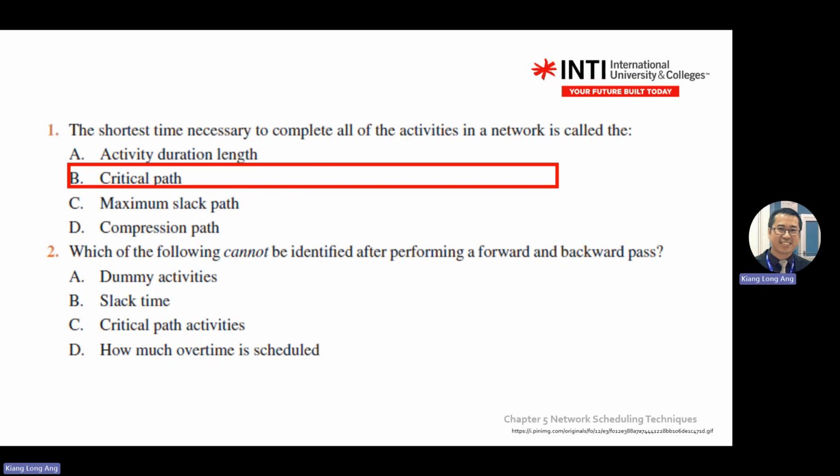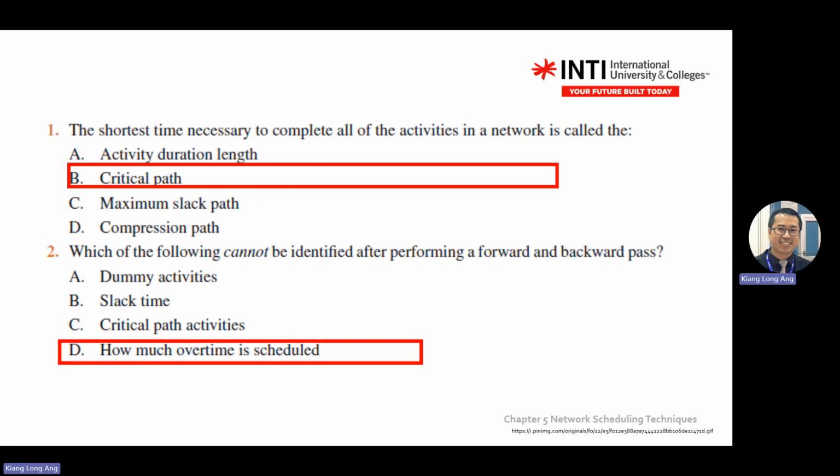C, confirm can. Slack time you can find. Dummy activity. How you calculate overtime? Dummy you can split because why?